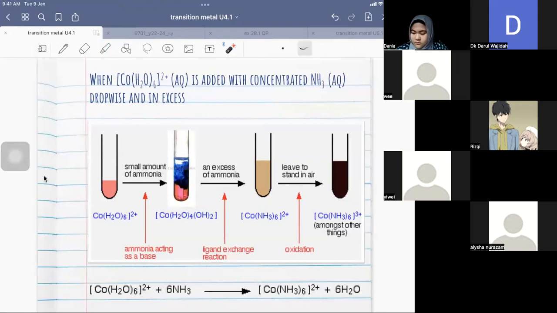Okay. And this one is just showing you the oxidation of the cobalt. This is not a ligand substitution reaction. This is some additional information. If you leave your cobalt with six ammonia ligands in air, the cobalt will be oxidized to cobalt 3+. Well, it will darken, okay? But that's not a ligand substitution reaction.